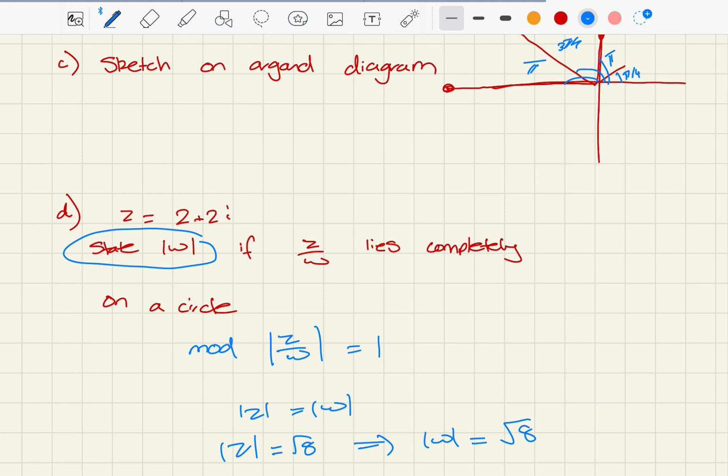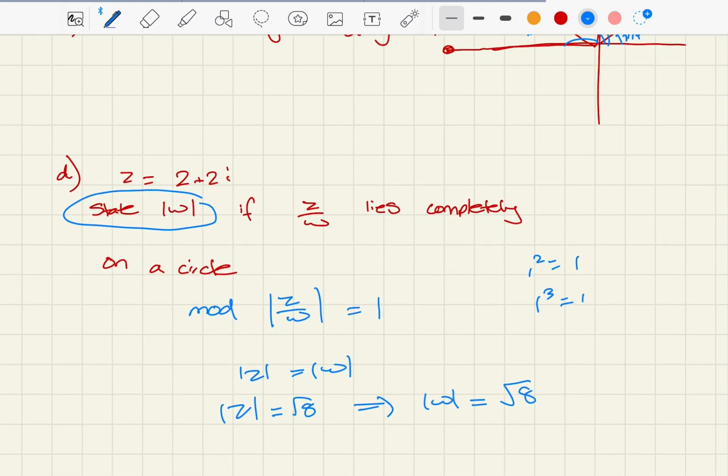That would be because then when you're raising it to powers, if the modulus is 1, 1 squared is still 1. 1 cubed is still 1. So anytime you're plotting on an Argand diagram, it stays on a circle.